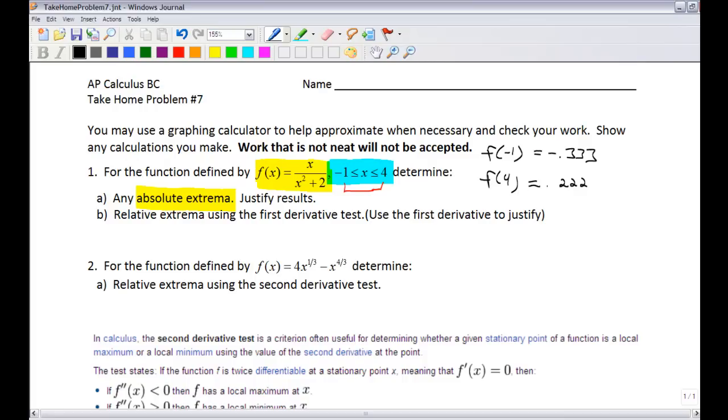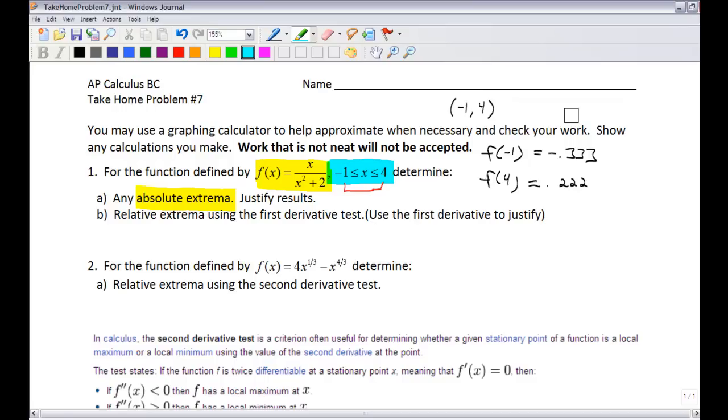If this were an open interval, like open -1 to open 4, instead of f of -1, you would have just done the limit of your function as x approaches -1. You still would have gotten -0.333, but you would have replaced this piece in blue with this piece in blue. Anyhow, it's a closed interval. It makes your life easier. You're in calculus, so it's not always easy. So, for absolute extrema, you always want to record the values of your function at your endpoints.